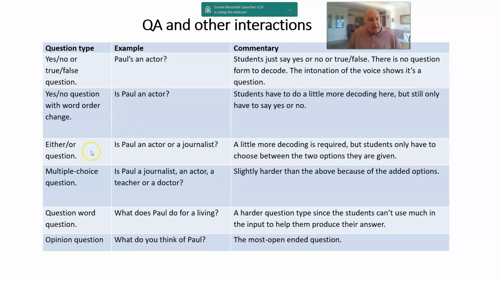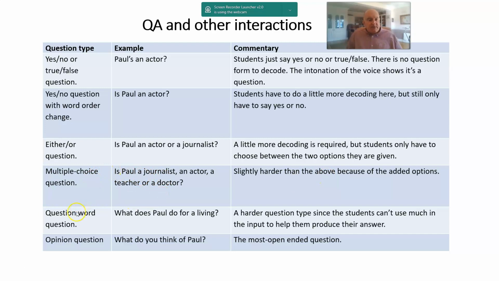We then have the classic either-or question, is Paul an actor or a journalist, where you're giving two alternatives, and students here need to decode a little bit more in the input, but nevertheless they still have something in the input that allows them to give an answer. In this case, he's an actor or he's a journalist. This can then be moved on to take the form of a multi-choice question, a bit more to process, but still the answer is in the question.